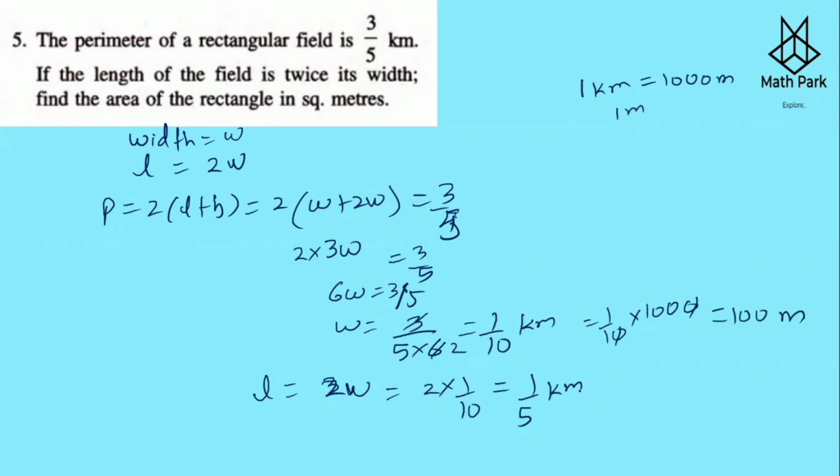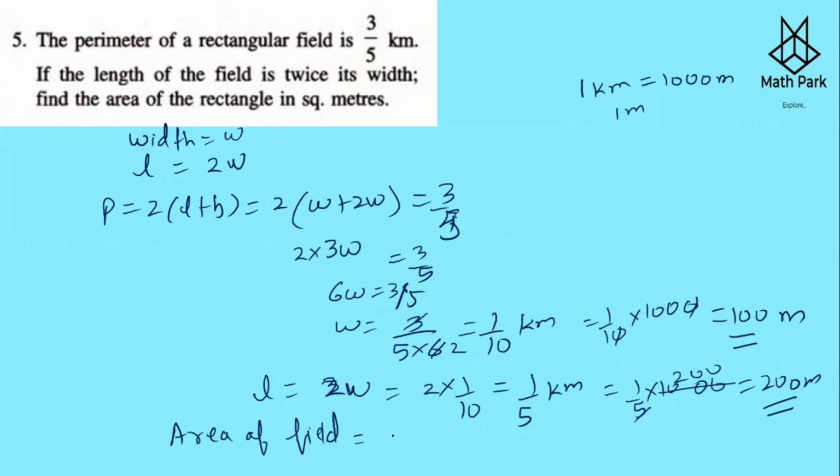And the length is 1 by 5 times 1000, which is 200 meters. This is how we got the dimensions in meters now. We are asked to find the area of the field. So area of field is equal to length into breadth, which is 100 times 200, which is 20,000 square meters. Got it?